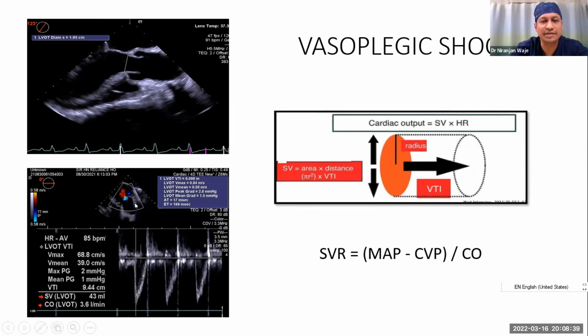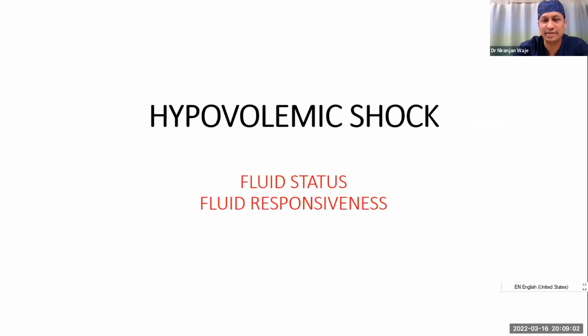We choose the deep transgastric view because we need perfect alignment along the flow for better accuracy. In this deep transgastric view, the flow across is exactly parallel to the cursor, and that is why this view is selected. The tracings here are the VTI, velocity time integrals, which I'll be speaking about in subsequent slides.